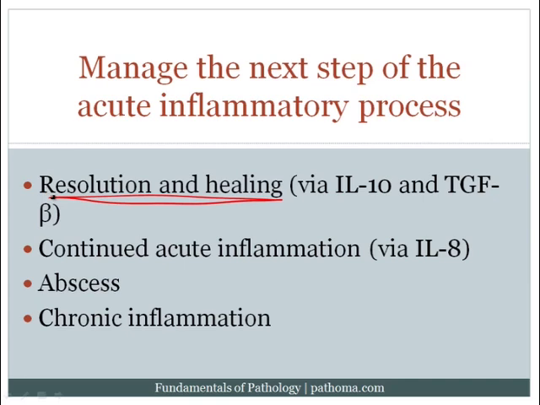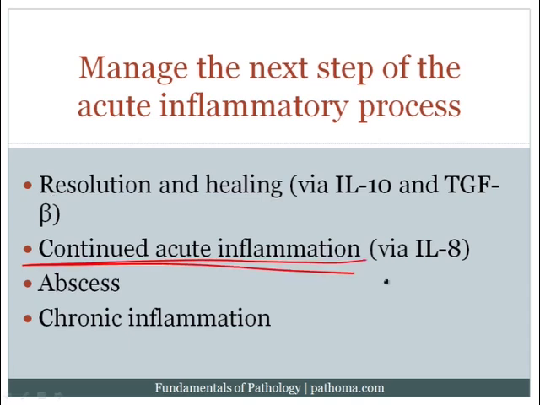Another possibility is that the macrophages can come in and say, uh-oh, we've got to do a lot more work. They may come in 2 to 3 days later and say, neutrophils look like they need some help. So they can actually call in additional neutrophils, allowing for continued acute inflammation. A couple important points here, which become high yield for examinations. IL-8 is the mechanism by which the macrophages call in the neutrophils.